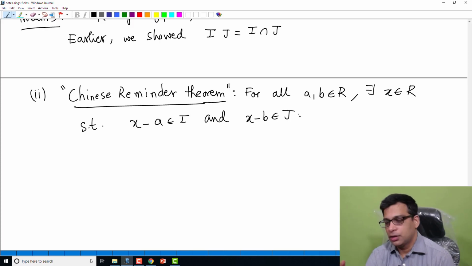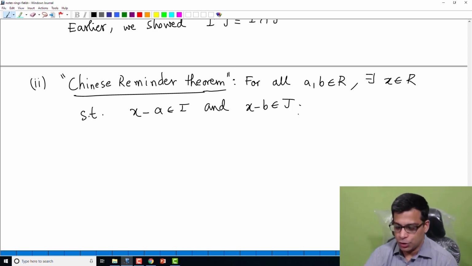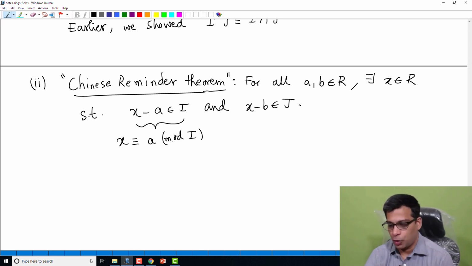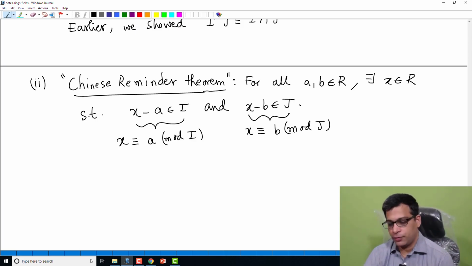Given two elements of R, there is a single element x which, when you subtract a, is in I, and from the same element when you subtract b, is in J. For those of you who know a little bit about the language of residues and modulo ideals, this is the same as saying that x is congruent to a mod I, and x is congruent to b mod J. This is just notation. If you are not familiar with it, don't worry about it.